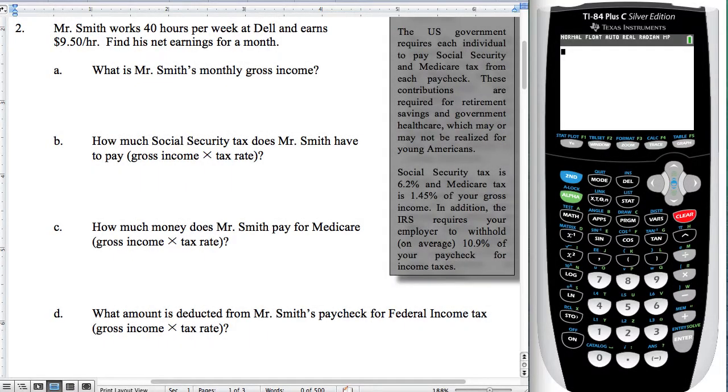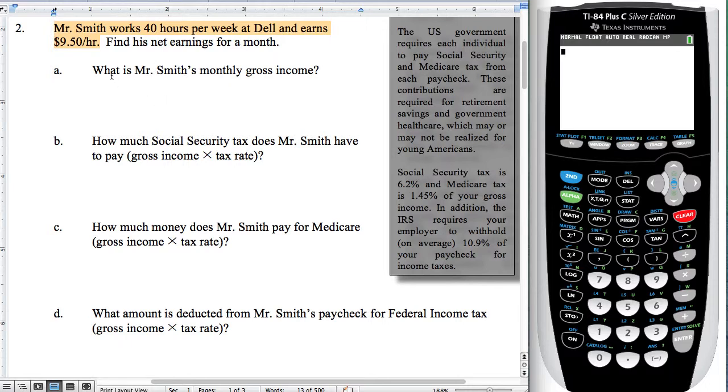All right, let's look at guided practice number 2. What we've got here is Mr. Smith works 40 hours a week at Dell and earns $9.50 per hour. We want to find his net earnings for a month.